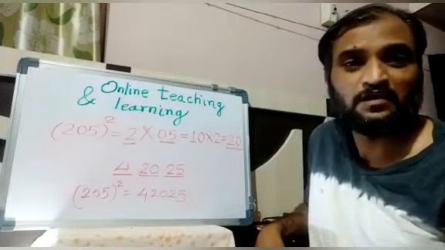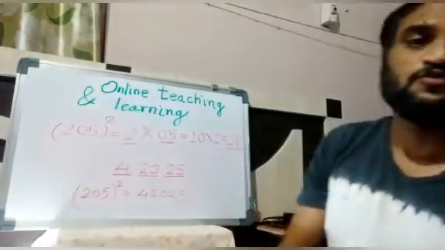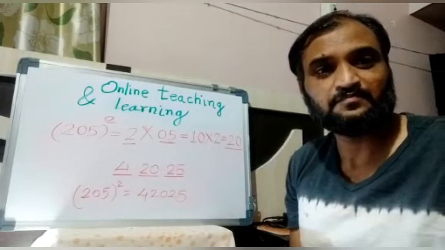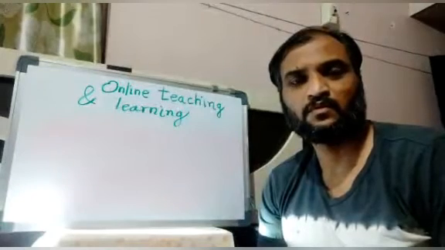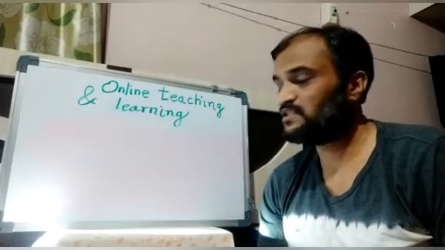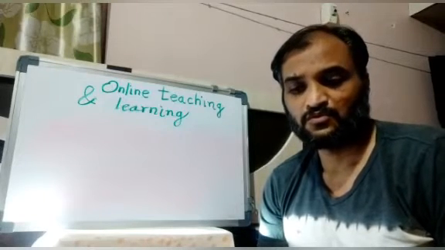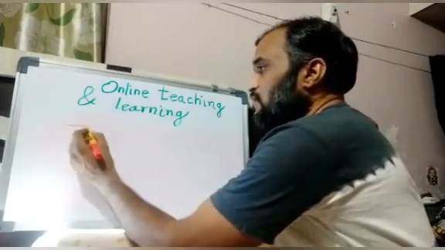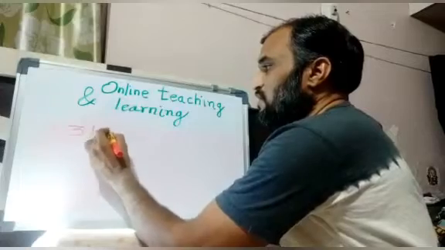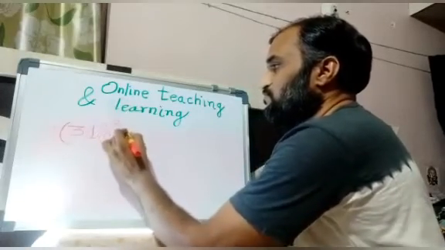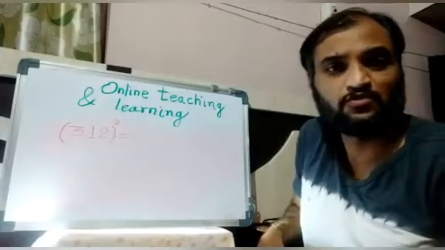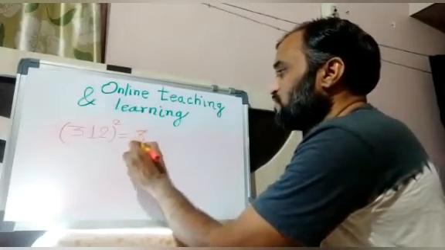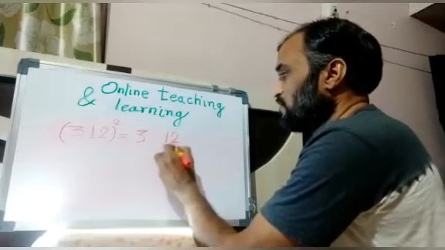So let's go for the final example. In the last example, we take the number 312. So what do we have to do? We have to separate the first number from the last two-digit number, that is 12.